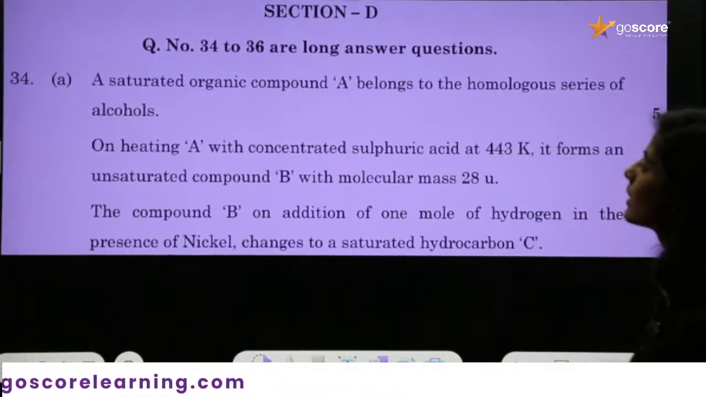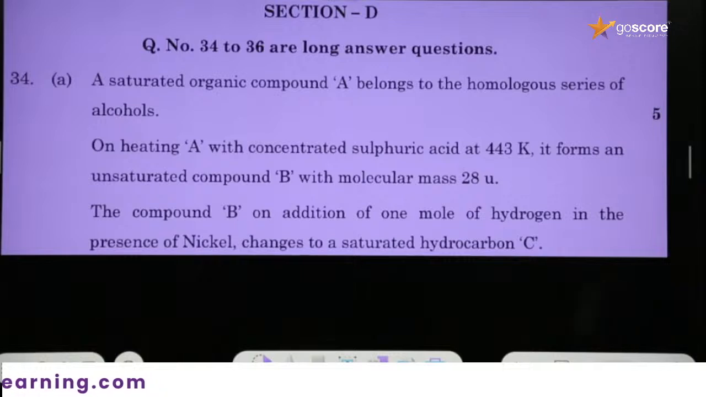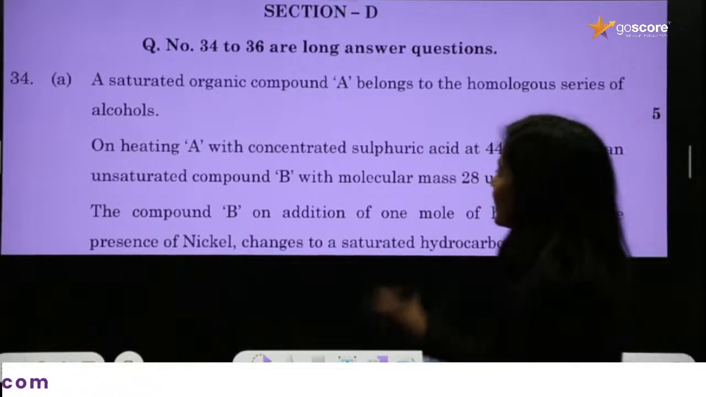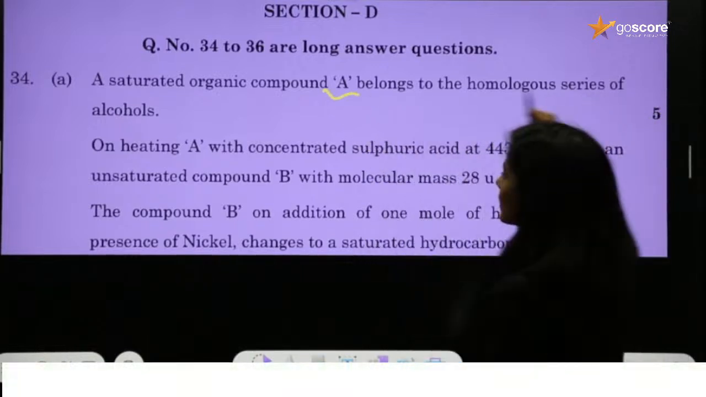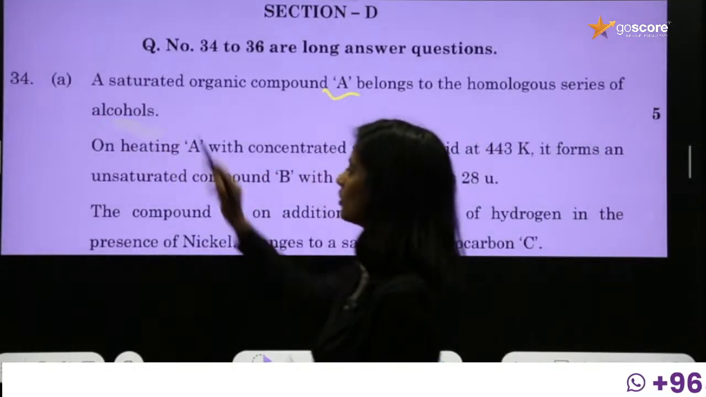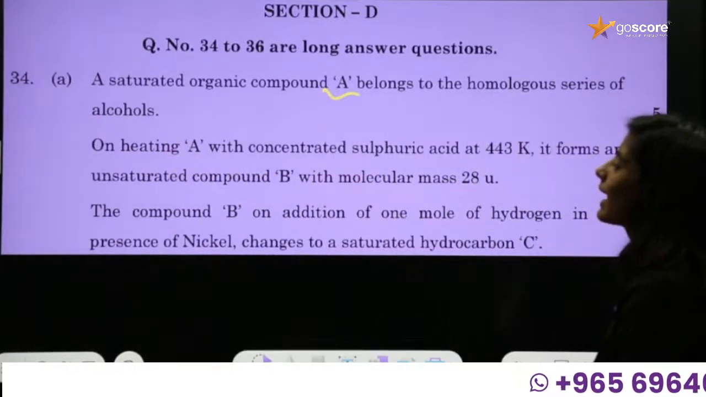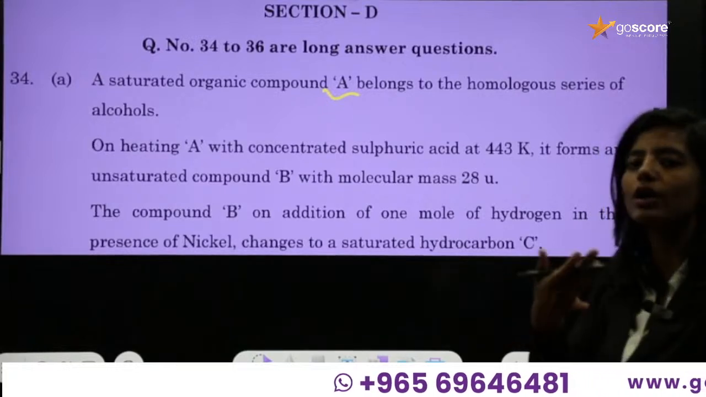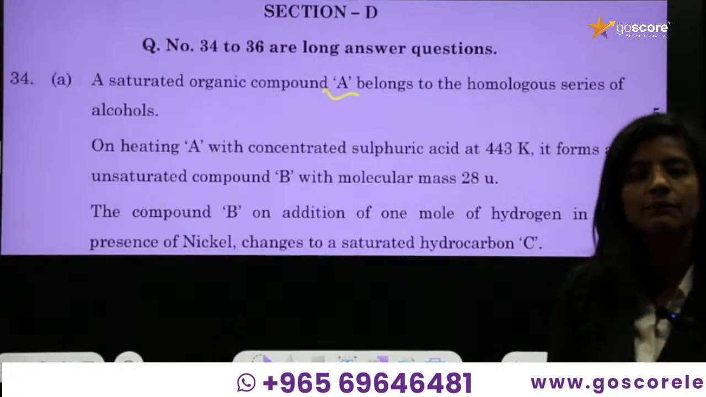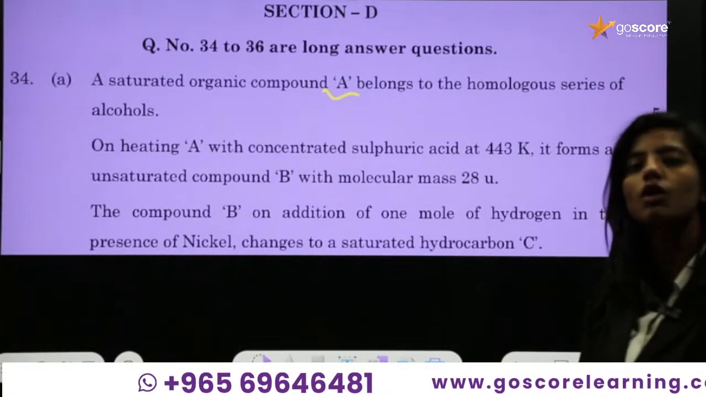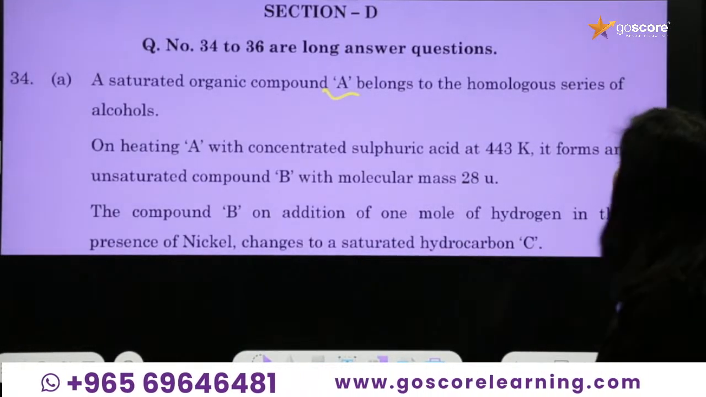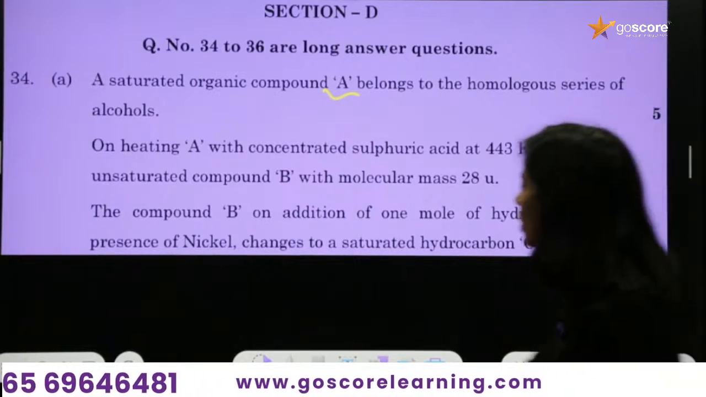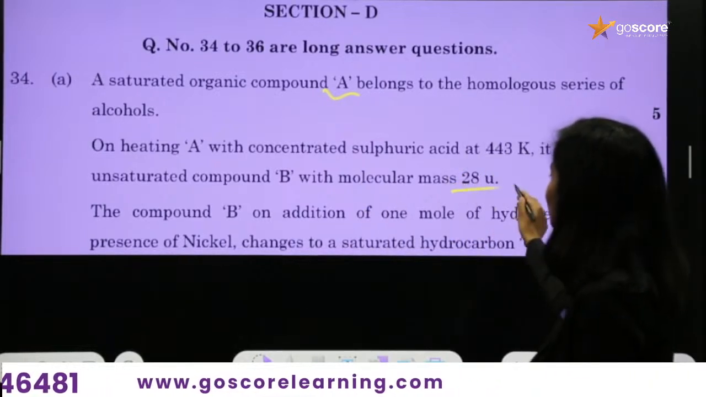A saturated organic compound A belongs to the homologous series of alcohol. Definitely it's an alcohol, understood. On heating A with concentrated sulfuric acid, a dehydration reaction, a water molecule will be eliminated. It forms an unsaturated compound B with a molecular mass of 28.